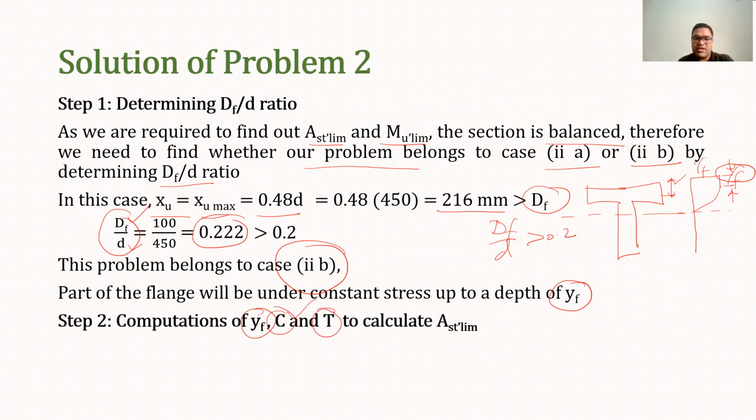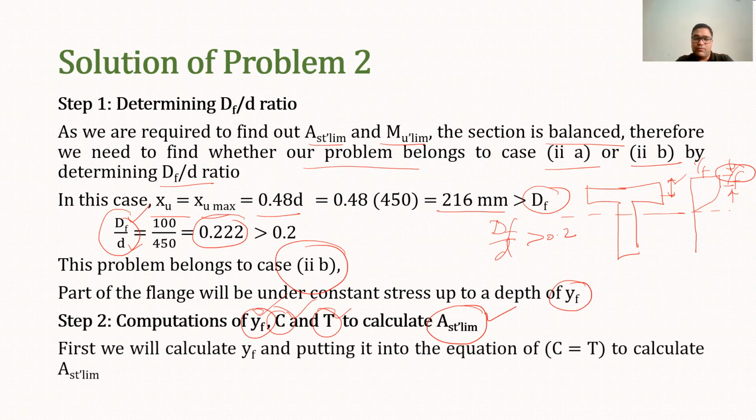So we will find out C and T to find out the value of AST limiting. Like we have equated C and T to calculate the value of XU, the same C and T we can equate to find out the value of AST limiting also. But before that, we will find out YF.